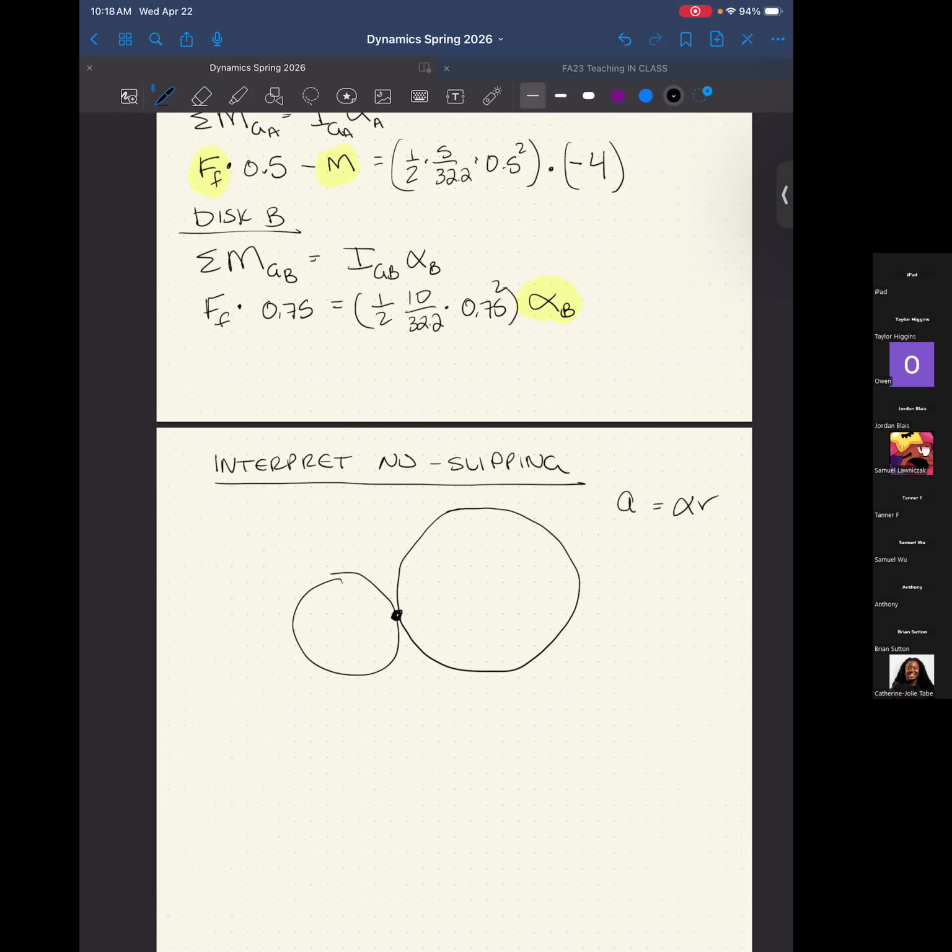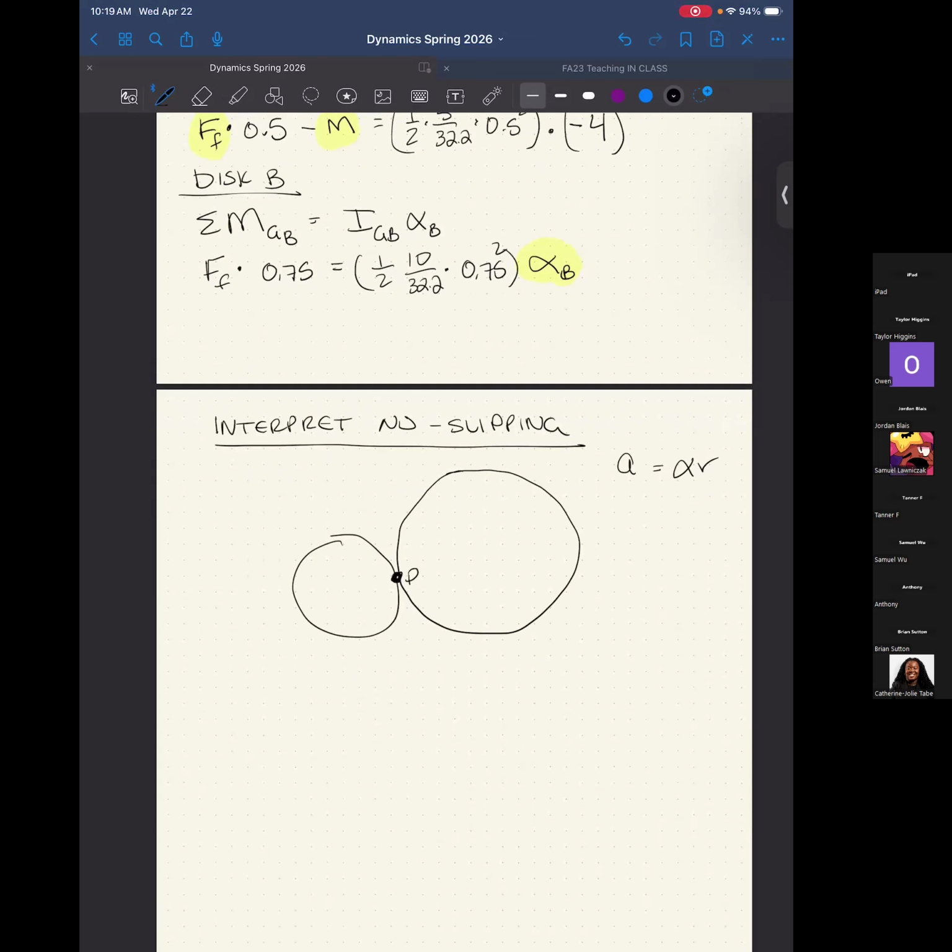So what the heck linear acceleration should I even care about? Like what point on these bodies should I try to describe? Right, the contact point. So what I needed to recognize is that the acceleration of that contact point as related to the motion of disk A has to be the exact same acceleration of that same contact point related to the motion of disk B. Otherwise, they're going to have some relative acceleration, which means that they're slipping, right?